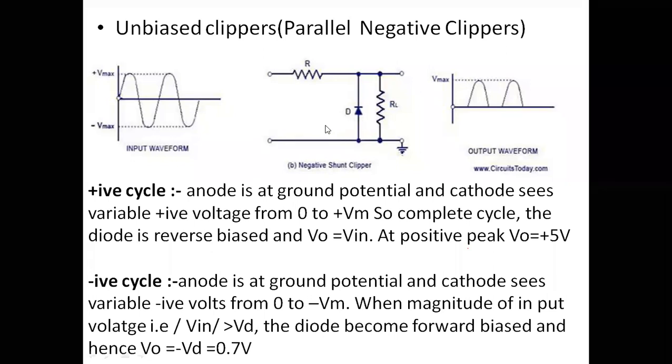Whatever the configuration may be, you can explain. First you have to check the ground. Here, if you consider the circuit, the ground is connected to the anode. Therefore, the anode is at zero potential. Then what about the cathode? The cathode is connected to the input.